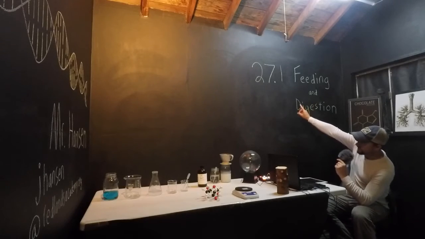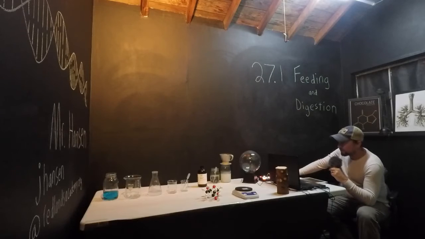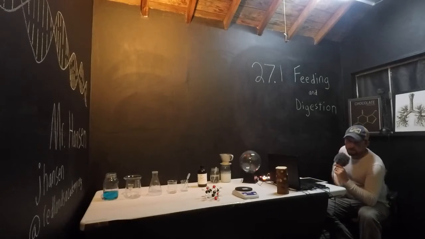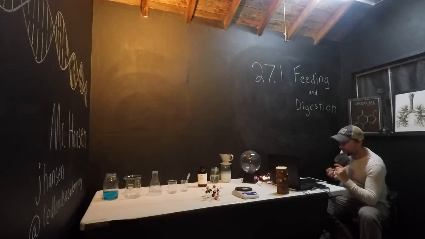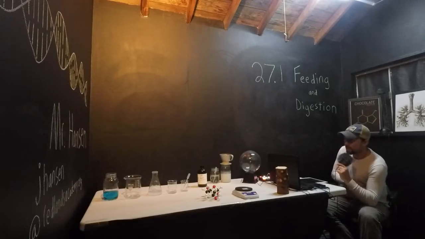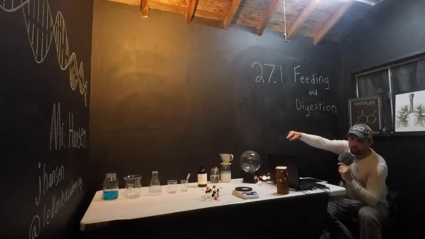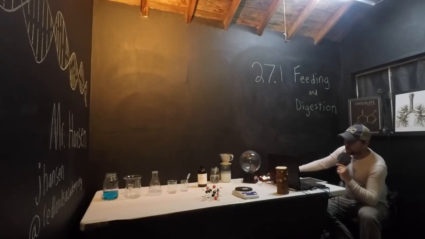This is the first section, 27.1, regarding feeding and digestion. Those occur in that order. Feeding refers to getting the food in. Digestion refers to breaking the food down. That molecule does us no good if we can't break all those bonds to make ATP.